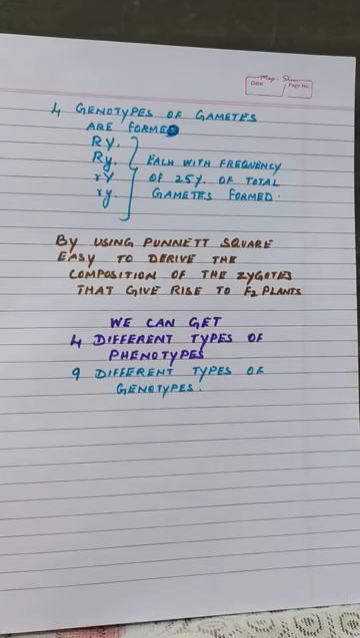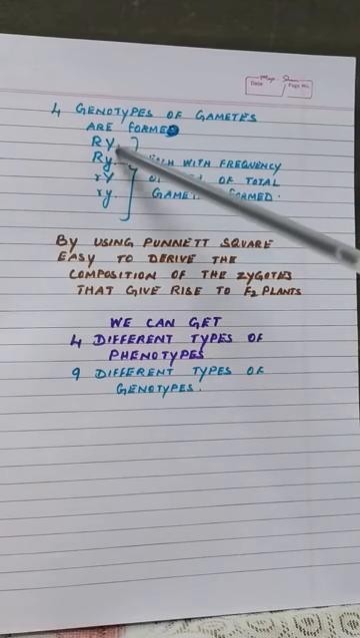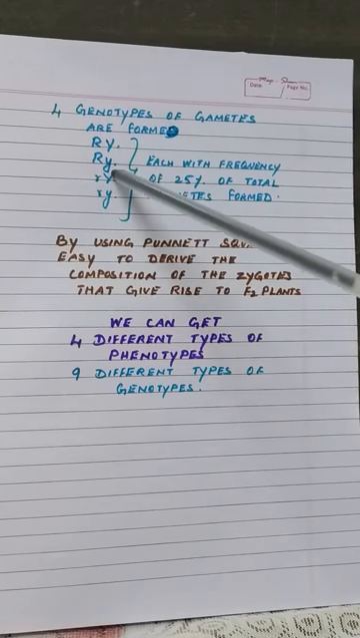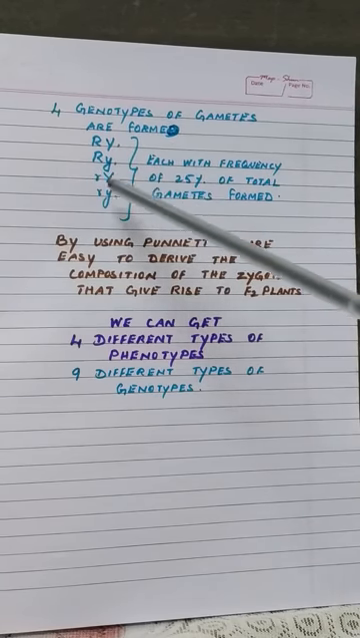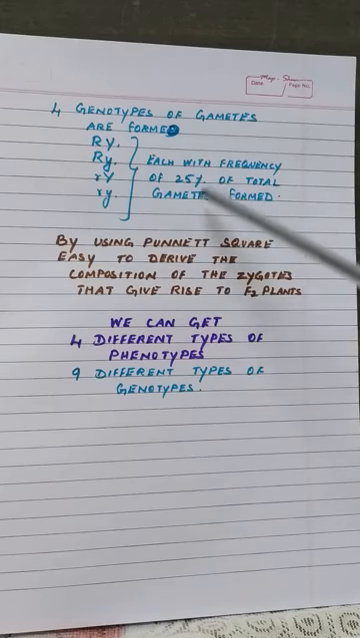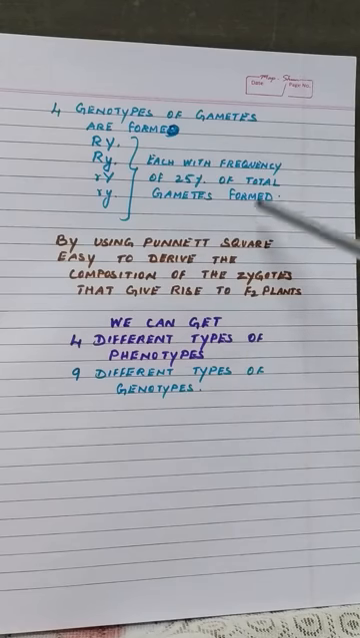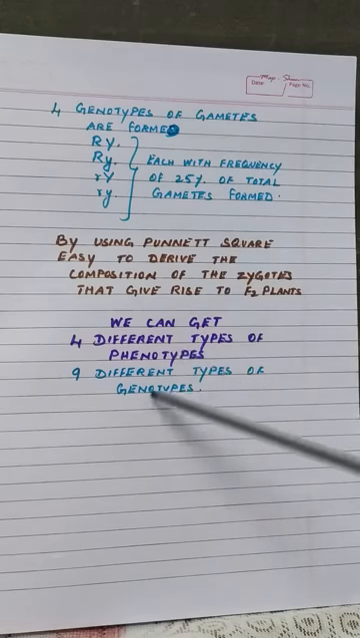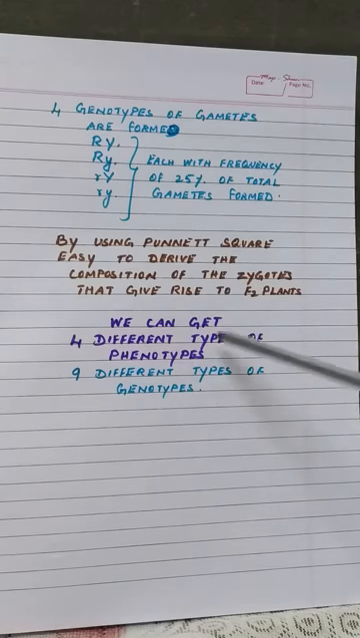So, in this way, we got 4 types of gametes: capital R capital Y, capital R small y, small r capital Y, small r small y. Each in the frequency of 25% of the total gametes formed. So, by using this Punnett square, we can easily understand the formation of gametes and also the combination of gametes to form zygotes and also the F2 plants. So, in dihybrid cross, we got 4 different types of phenotypes and 9 different types of genotype.